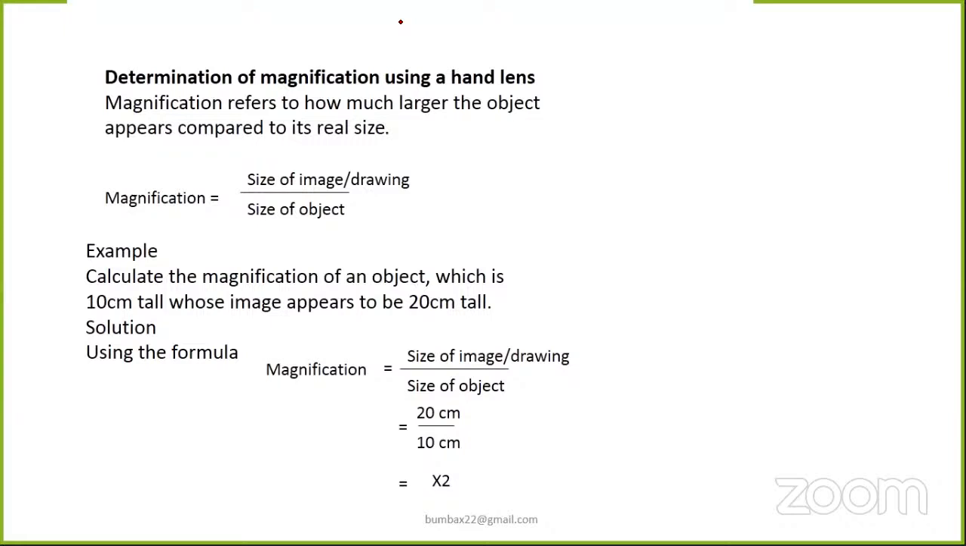Just to remind you that magnification refers to how much larger the object appears compared to its real size. And for example, you can be told to do something, and I will show you. So this is the formula which we use, that magnification is equal to image size over object size. And I told you that you can abbreviate it as MIO, whereby M stands for magnification, I stands for image size, over the actual, that object which they have given you. Or if you don't want to call it actual, you can call it object size.